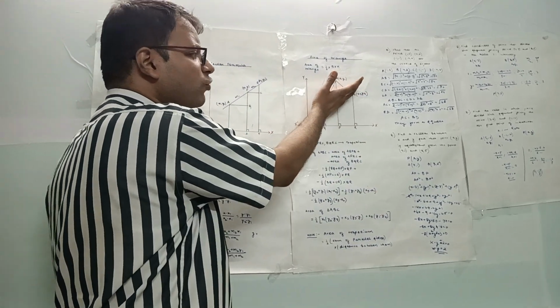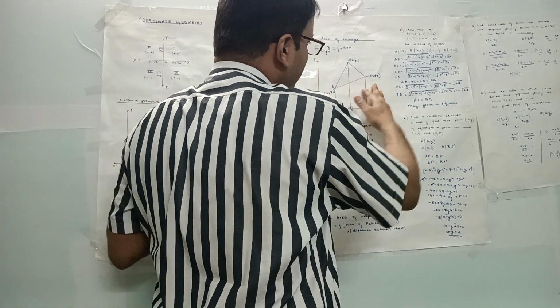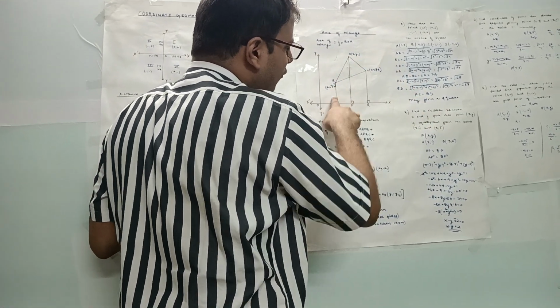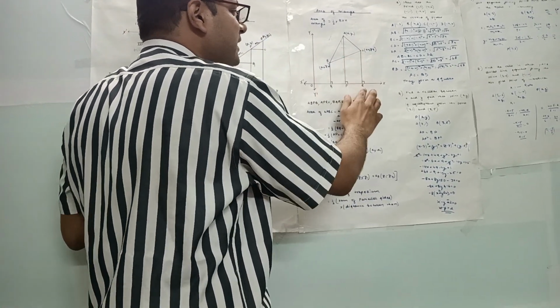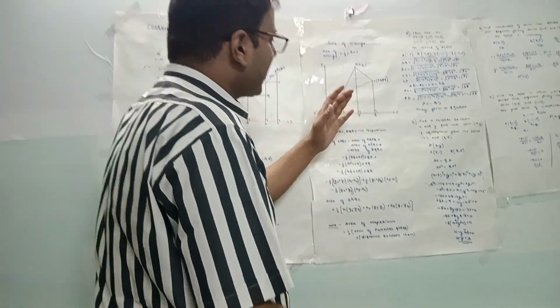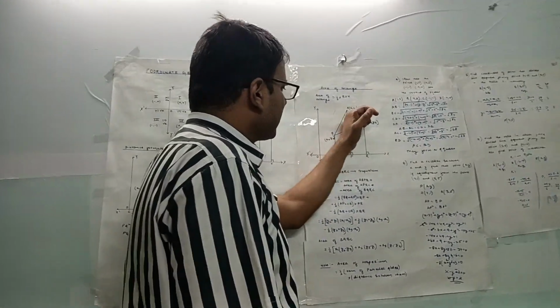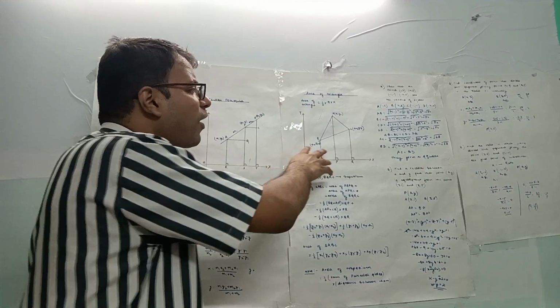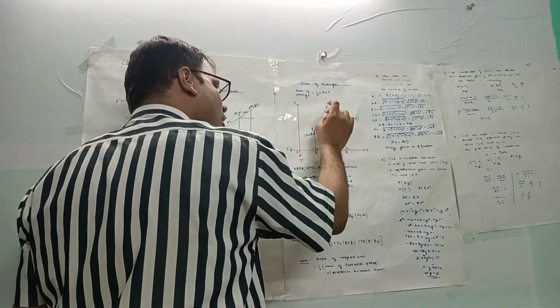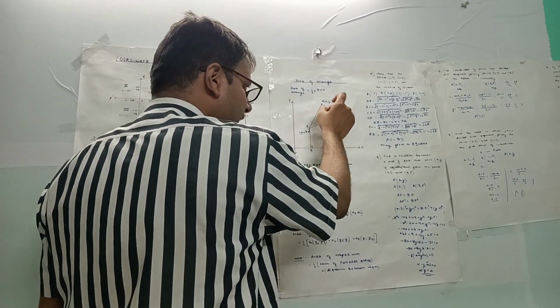If we have to find the value of only this part, the triangle ABC, we find the areas of ABQP, APRC and add them, and then subtract the area of BCRQ from the summation of the area of this one and this one.